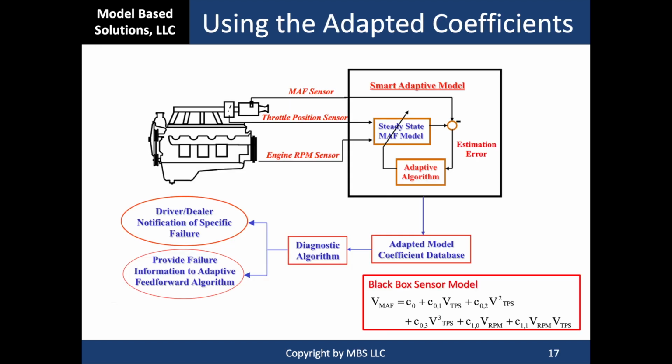How are the adapted model coefficients used to synthesize information? Let's describe information synthesis by monitoring the health of an intake manifold on an internal combustion engine. Shown below is the mass airflow model obtained from the literature. This model uses throttle position sensor voltage and engine speed to predict the voltage produced by the mass airflow sensor.